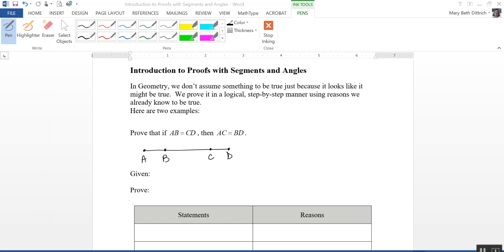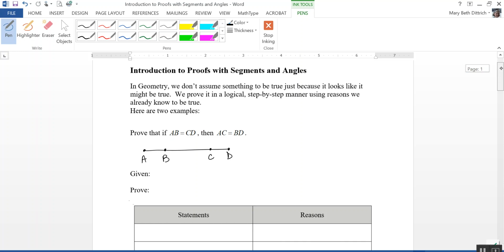This video is an introduction to proofs with segments and angles. In geometry, we don't assume something to be true just because it looks like it might be true. We prove it in a logical, step-by-step manner using reasons that we already know to be true. These reasons are often theorems, postulates, definitions, and properties. Let's take a look at a couple examples here.